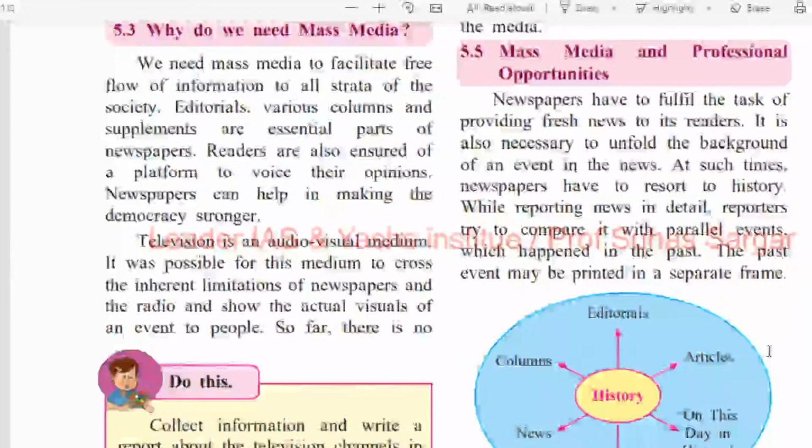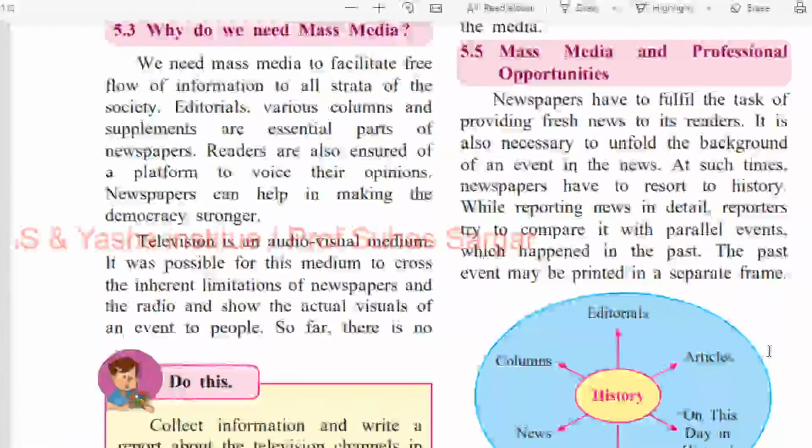5.5 Mass media and professional opportunity. Newspapers have fulfilled the task of providing fresh news to their readers. It is also necessary to unfold the background of an event in the news at such times. Newspapers have to resort to history.